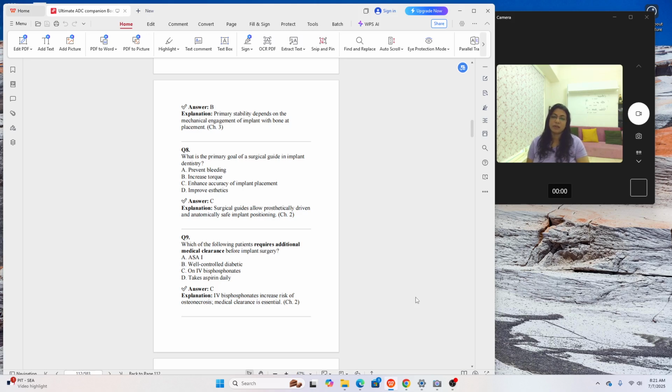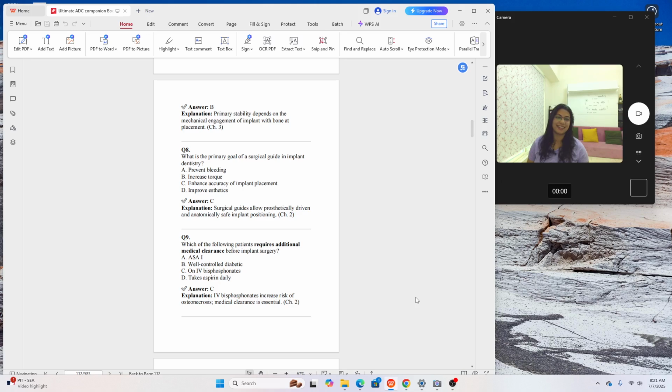Now, which of the following patients require additional medical clearance before implant surgery? Additional medical clearance means you have to involve a general practitioner or a specialist and take clearance from them, because there is some other medical condition that the patient has which you are not fit to give clearance for. ASA1 is basically a normal person, nothing problematic. So that does not require additional clearance. Well-controlled diabetic: if the diabetes is well controlled, you can still manage. You don't need a clearance.